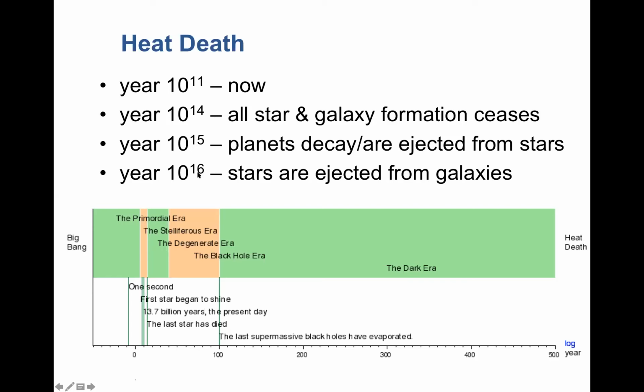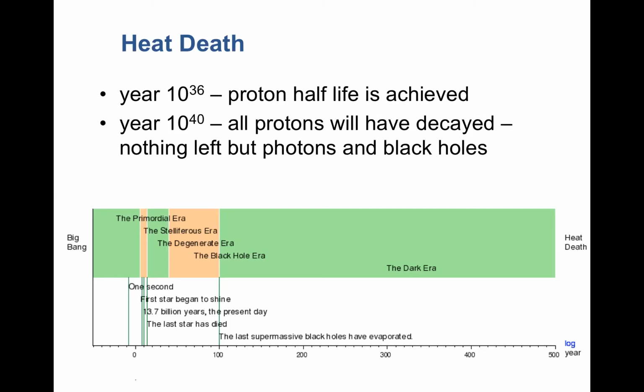But the low mass stars also will start to decay. They will start to run out of hydrogen, right? They will start to go through their end of life sequences also. So what will you be left with? A lot of stellar corpses: white dwarfs, neutron stars, black holes. That's what will be left from the year 10 to the 16 to the year 10 to the 36.